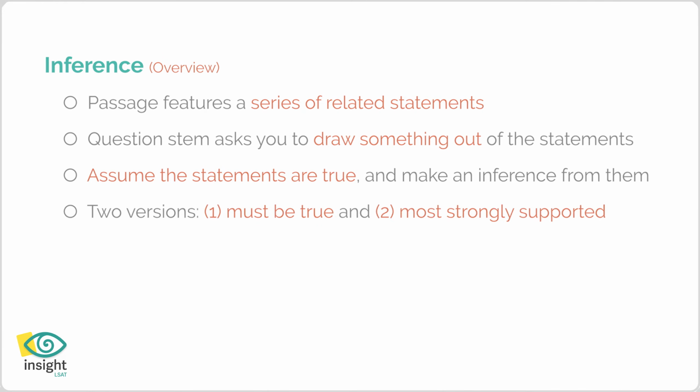There are two types of inference questions: must be true and most strongly supported. They are fundamentally quite similar. The difference is in how strong the connection between the passage and the answer choice needs to be. With must be true, the connection is quite strong.